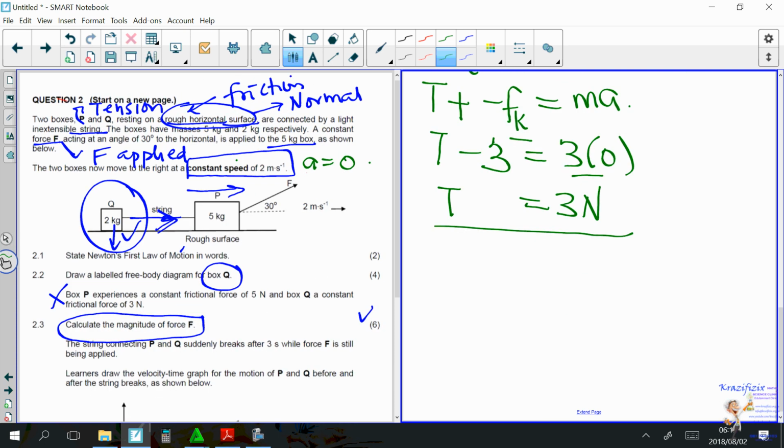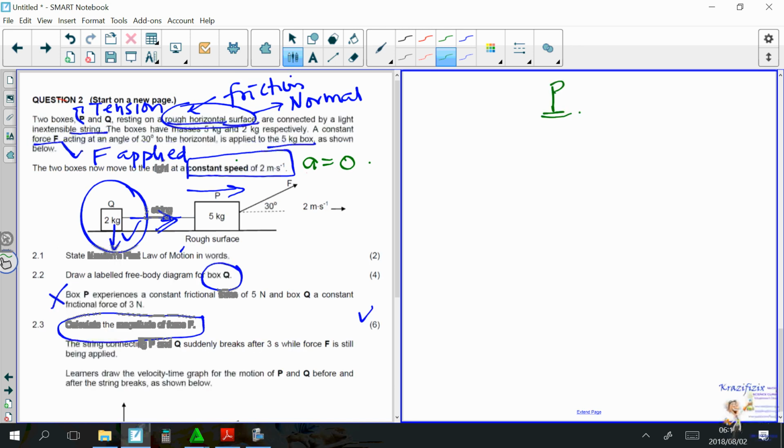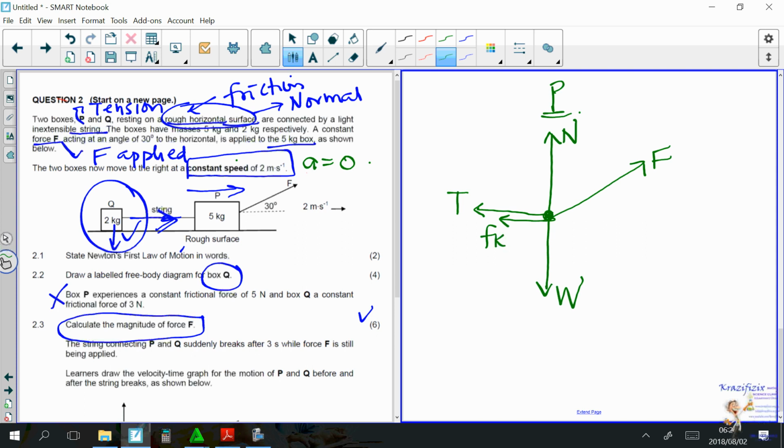Now let's go draw the other object. The other object now is P. What do we need? Let's draw a free body diagram quickly. Guys, you cannot work effectively without a free body diagram. That's my force. All right, what do I have there? My normal. What do I have? My weight. And in this direction, I've got 2 forces. I've got my tension and I've got my friction.